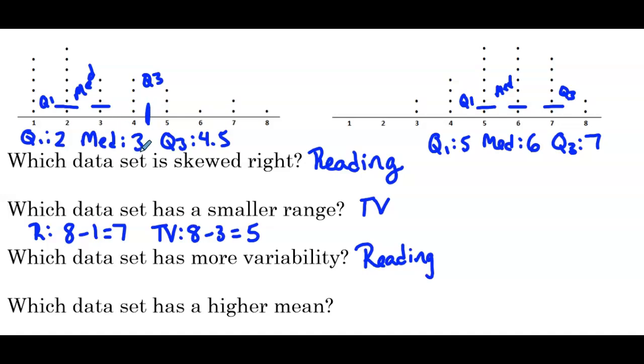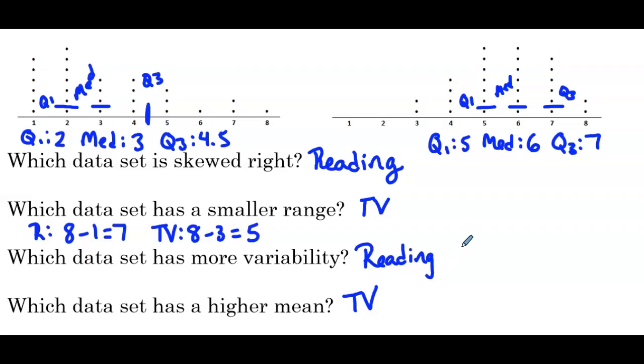Okay, so the median is 3. So the mean is going to be pulled to the right of 3. Now it's not going to be pulled drastically, right? Because there's only a few data points here. Maybe it's pulled to 4, maybe 4.5 at the most. But it really wouldn't be pulled any further than that. So which data set has the higher mean? Just off of our reasoning, we can conclude that the TV data set has a higher mean.